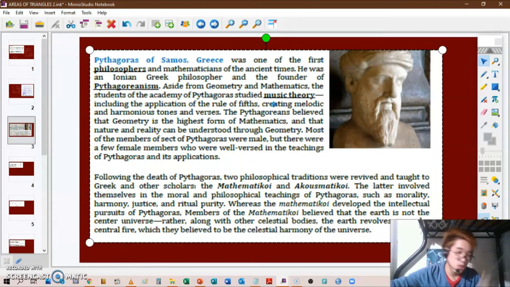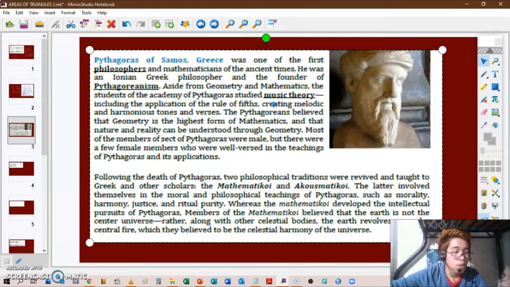Pythagoreanism. Since he founded an academy in Greece, from his academy he taught different subjects, but mostly it's focused on music theory. The time signatures that we follow in music have their origins in the Pythagorean teachings. The Pythagoreans also believed that geometry is the highest form of mathematics and that nature and reality can only be understood through geometry. So for them, the basis of mathematics was not arithmetic, but geometry.